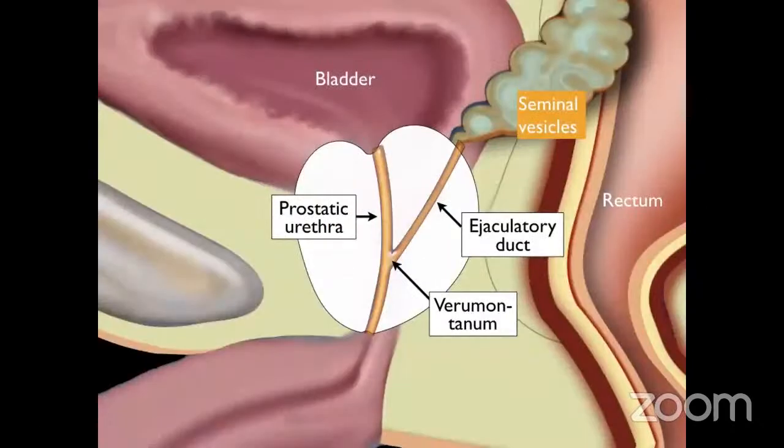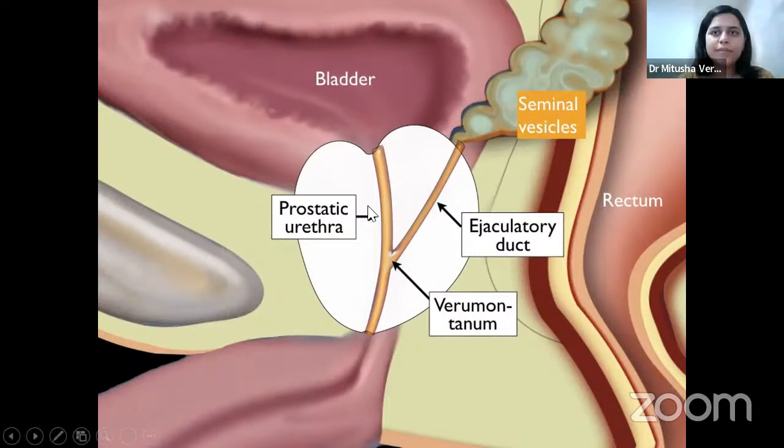Just a revision of the prostatic anatomy. These slides have been taken from Radiology Assistant, where again a good description of the anatomy has been provided with multiple examples. So this is a sagittal reformatted graphic image where we see the prostatic urethra, prostate gland, urinary bladder, seminal vesicles, ejaculatory duct, and the verumontanum.